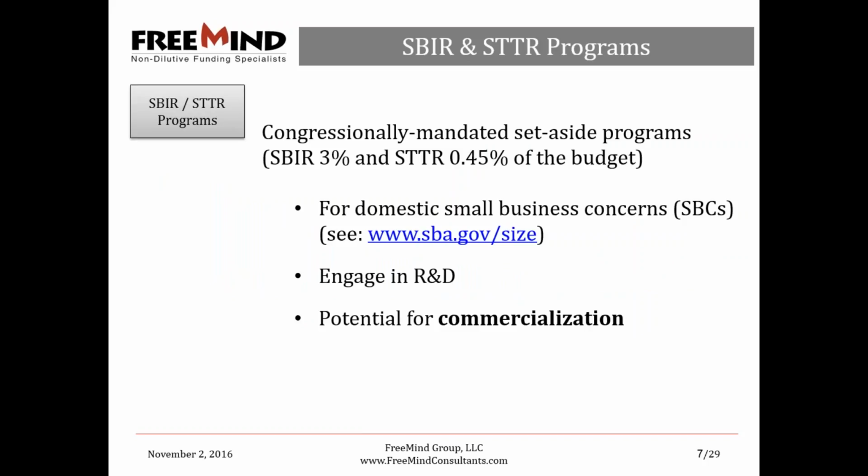The SBIR and STTR programs in general are a congressionally mandated set of programs. What that means is, by law in the United States, any government agency funding research and development with a budget of over $100 million has to devote this year 3% of their budget towards SBIRs and 0.45% of their budget towards STTRs. Next year, that's actually expected to rise with the SBIRs to 3.2%. But generally speaking, we're talking about a set-aside portion of the budget that is devoted specifically to small businesses. And they are for small businesses, domestic small businesses that engage in R&D and have potential for commercialization.